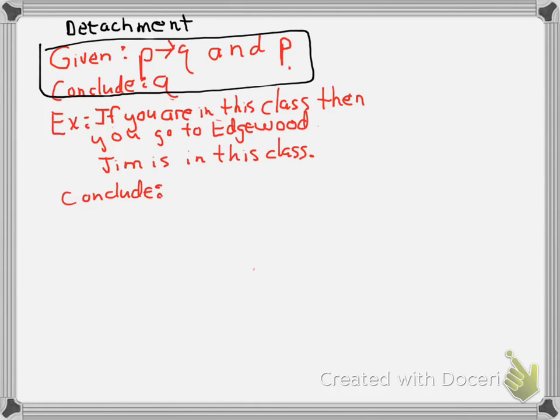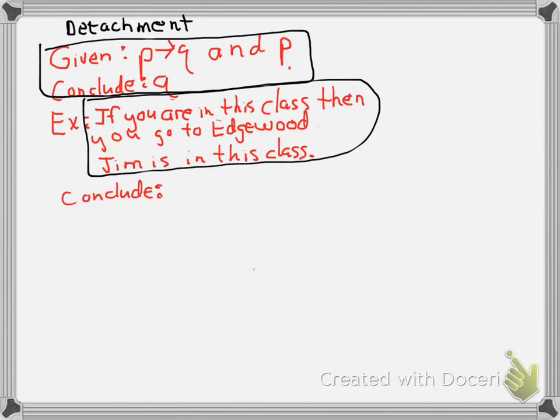So suppose you are given the two statements. If you are in this class, then you go to Edgewood, and you are given, so you're given this part in the box here, and you are given that Jim is in this class. What conclusion can we draw? You might want to pause it right now and think about it. I'm going to go ahead and give the answer.